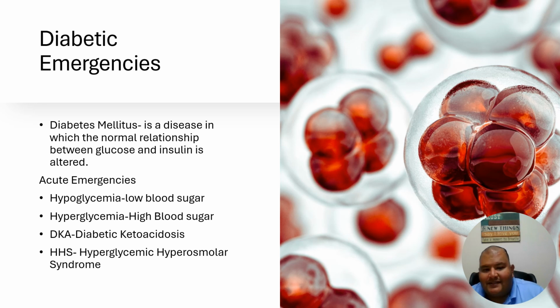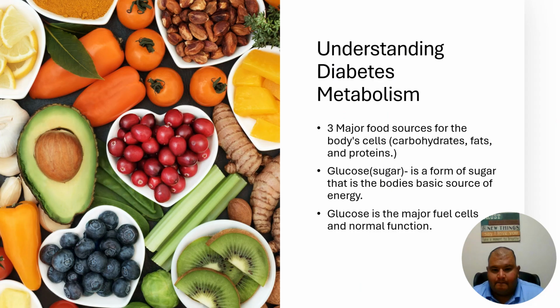All right, so diabetic emergencies. First, let's talk about what is diabetes. Diabetes mellitus is a disease in which the normal relationship between glucose and insulin is altered. Along with that comes acute emergencies. Things like hypoglycemia, which we'll learn about, which is low blood sugar, hyperglycemia, which you'll also learn about, which is high blood sugar, DKA, which is diabetic ketoacidosis, and hyperglycemic hyperosmolar syndrome. Try to say that 3 times fast.